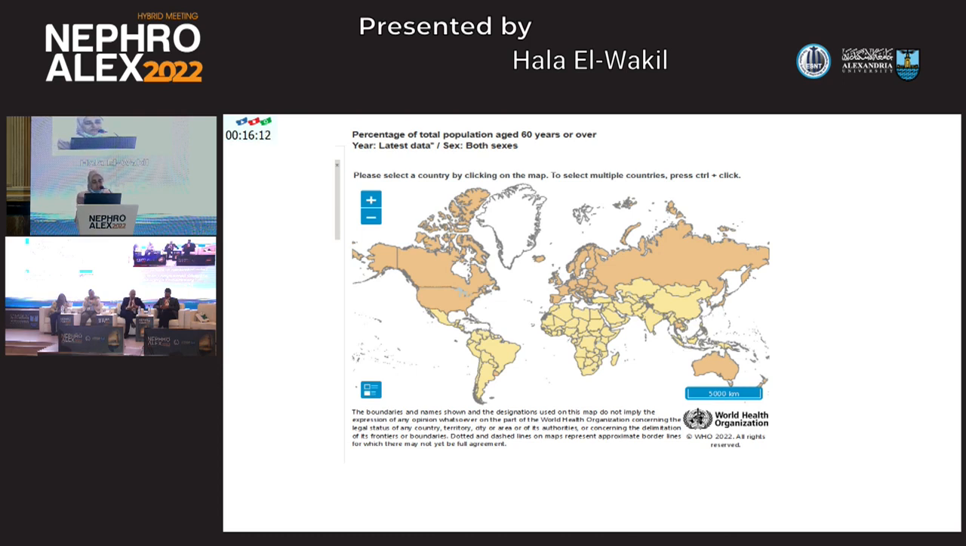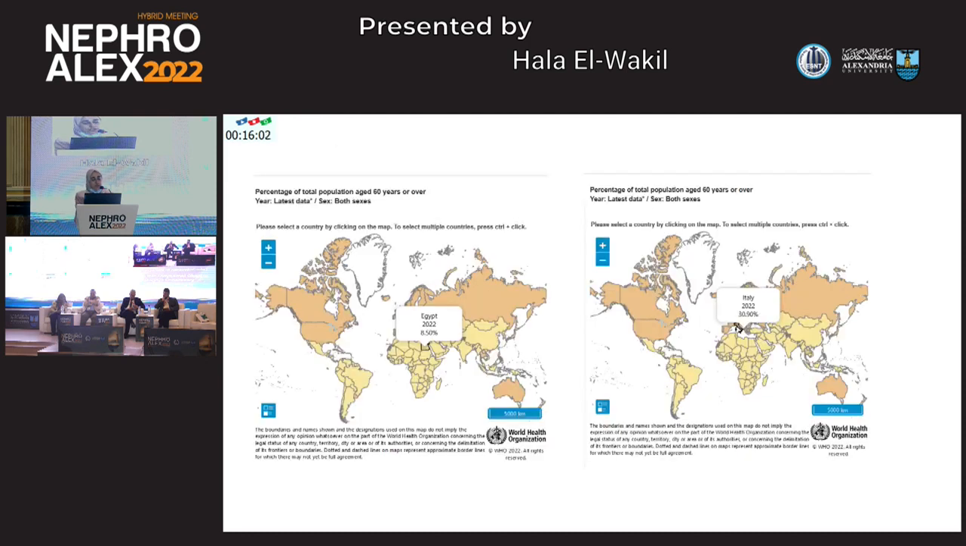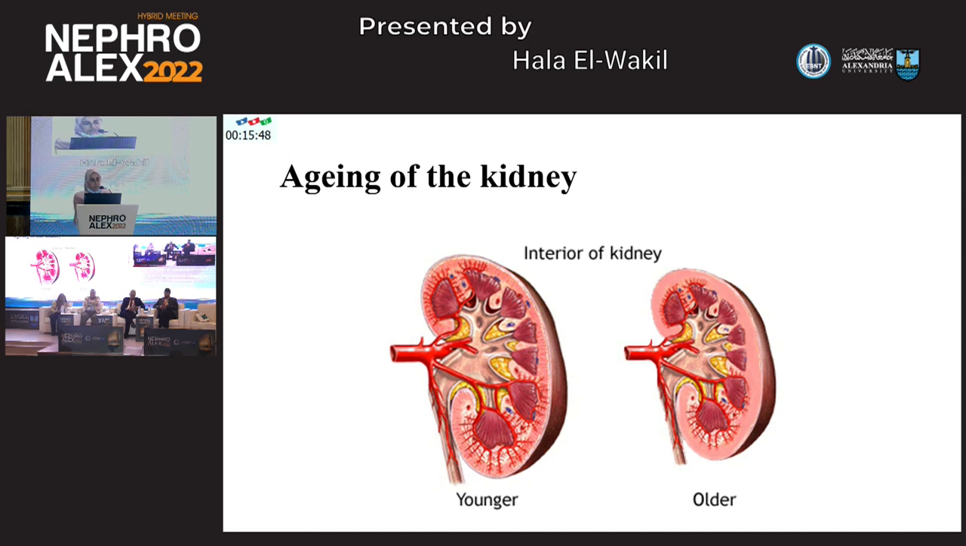As regards the World Health Organization data, the proportion of the aged population all over the world is variable. Egypt has only 8.5% of the general population above 60, in comparison to Italy, for example, which has more than 30% of this population.